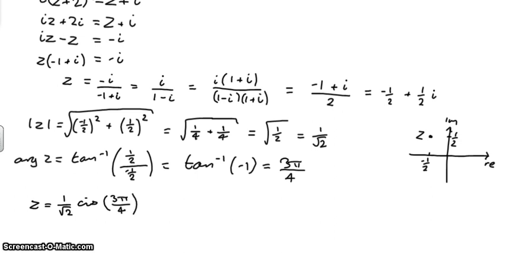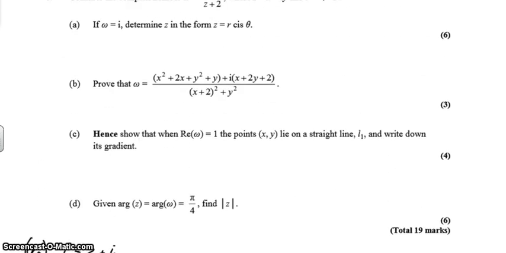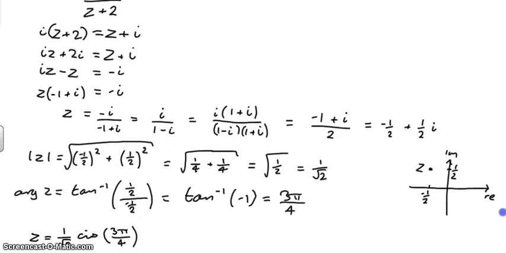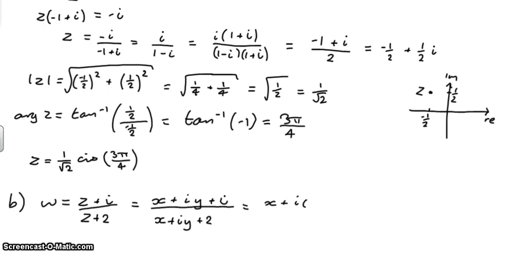Okay, part B asks us to prove that w equals this nasty formula. So the first thing that we're going to do is take our value of w, (z plus i) over (z plus 2), and substitute in x. z is x plus iy, plus i on the top, plus 2 on the bottom.